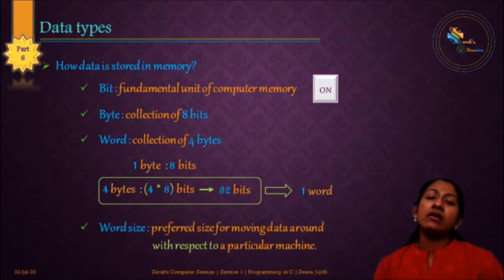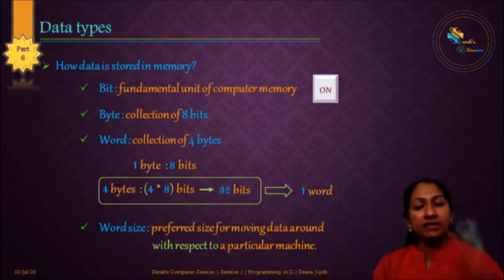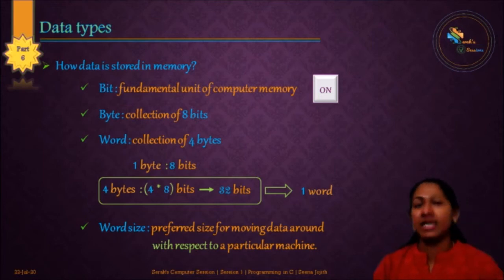Okay, now you should understand what a word size is. It is the preferred size for moving data around with respect to a particular machine. I had explained what processor speed is in the previous video. So processor speed actually depends on the word size, that is, the word size that the processor takes in at a particular time. So you have to understand all these 4 concepts clearly in order to move further.